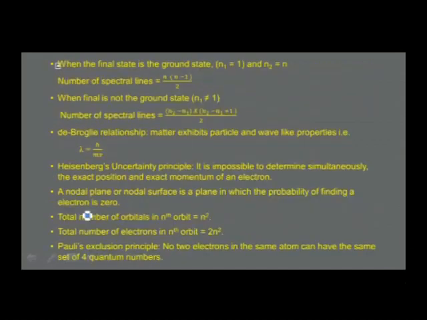To calculate the number of spectral lines, when the final state is the ground state, that is n1 is equal to 1 and n2 is equal to n, the number of spectral lines is given by the formula n into n minus 1 by 2. When the final state is not the ground state, that is n1 is not equal to 1, the number of spectral lines is given by the formula (n2 minus n1) into (n2 minus n1 plus 1) divided by 2.